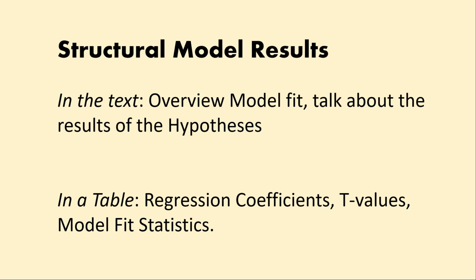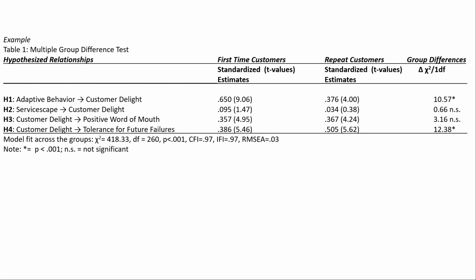Now, saying that, if you have more than like 4 or 5 hypotheses, you probably need a table too, because the results are going to get very blended together. So usually I try to put a table in there to make it very clean on exactly what all the results were. In that table, I'm going to have regression coefficients, t-values, and model fit statistics, so they can specifically see everything. So here's an example of what that would look like.